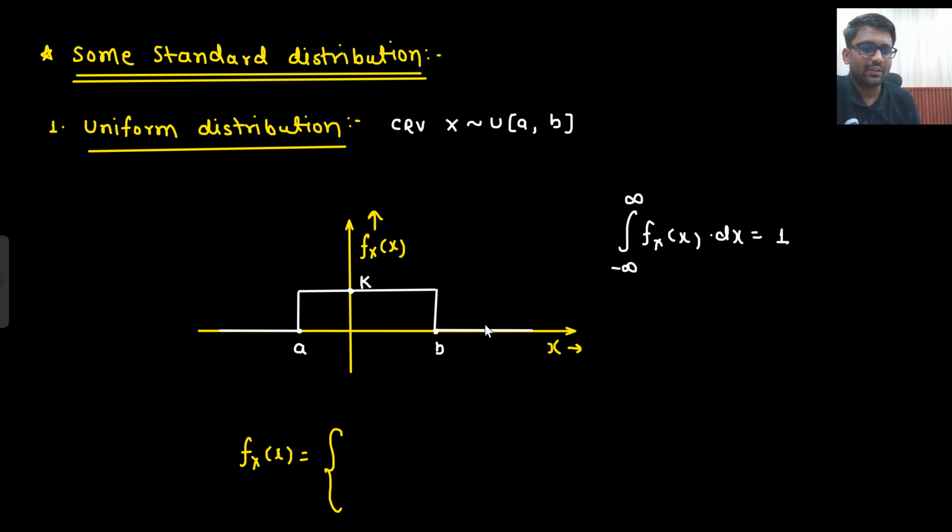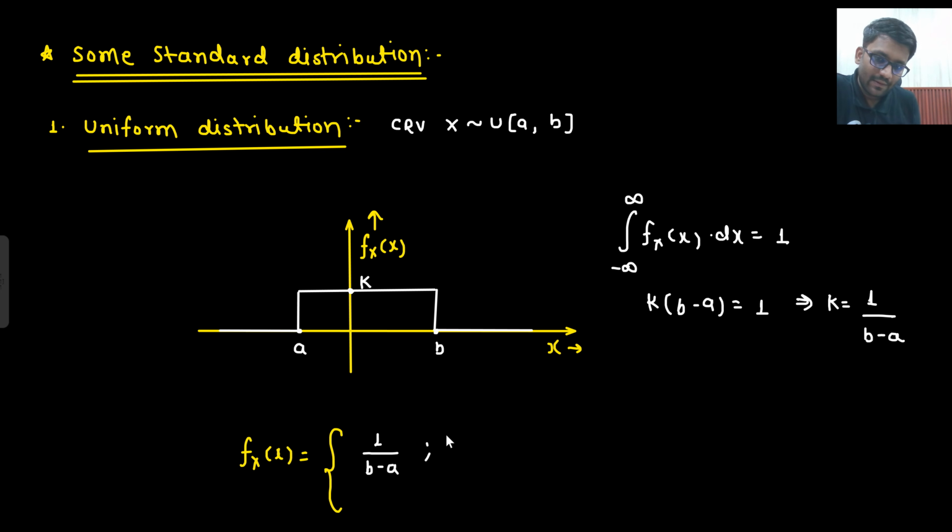So what is the area of this particular thing? This is like a rectangle, right? So the total area is k into b minus a, that is equal to 1. So k is equal to 1 upon b minus a. So basically your fx of x is 1 upon b minus a, where x goes from a to b, and it is 0 otherwise.